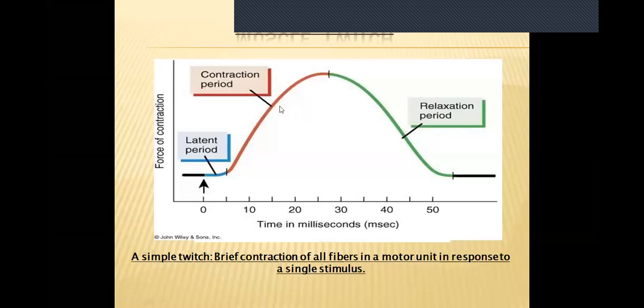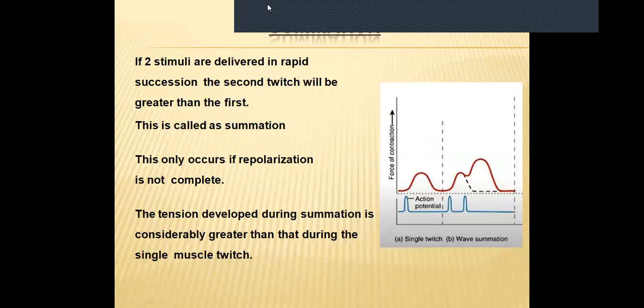And out of these three phases, this will occupy very little time, while the latent period and the contraction period will take moderate time, and the relaxation period will take a lot of time. So this is the single muscle twitch. And coming to summation: summation is what happens when only one stimulus is given.